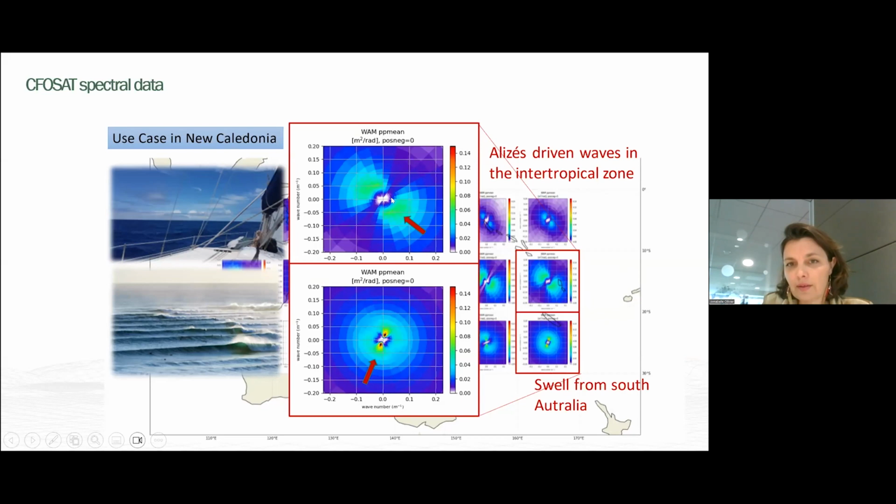The spectra here has more energy in the wind direction, which is driven by the alizé. So I'm sure in Africa you can also have many places like this where you can observe such behaviors of the waves.